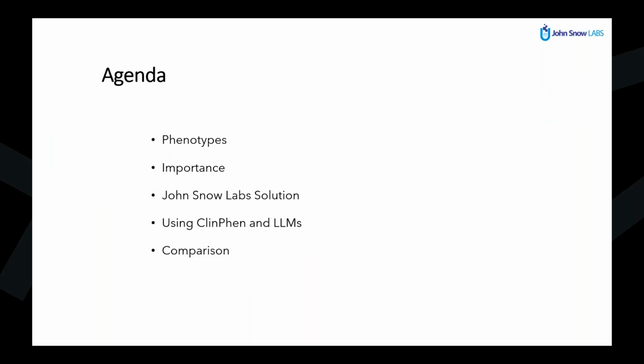So I'm going to start by defining phenotypes, what they mean, their importance in detection, and Johnson Lab's solution for that. And then there is a ClinPhen library developed by Stanford researchers a long time ago. There are some other libraries, but ClinPhen is like the reference in this area. And then we use various LLMs to also extract the phenotypes and their HPO codes. And we're going to make a comparison.